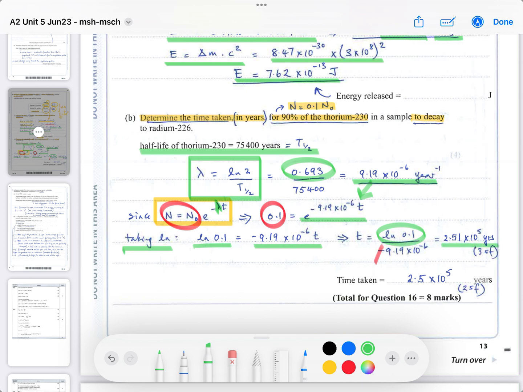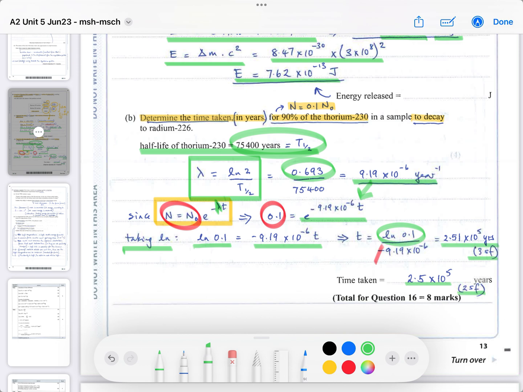I've chosen 3 significant figures because here they've given us the half-life to 3 significant figures. So I think time should be to 3 significant figures, but then you can round it up to approximately 2.5 times 10 to the 5 years as 2 significant figures. That's the time taken for 90% to decay approximately. So that's your 8 marks for radioactivity.